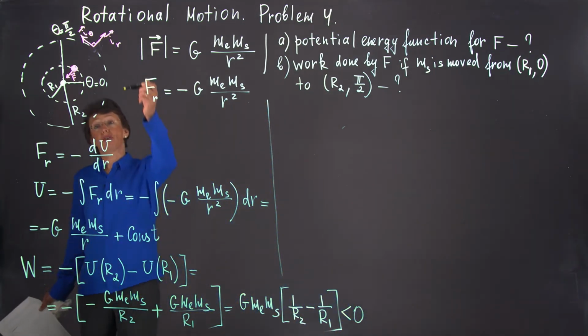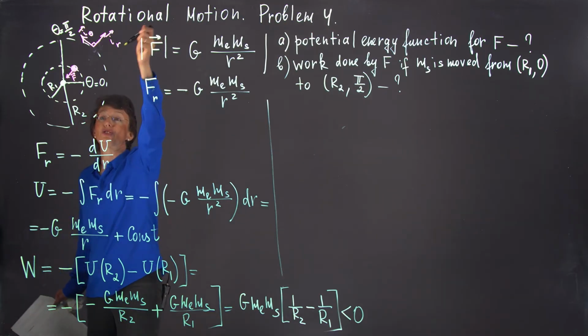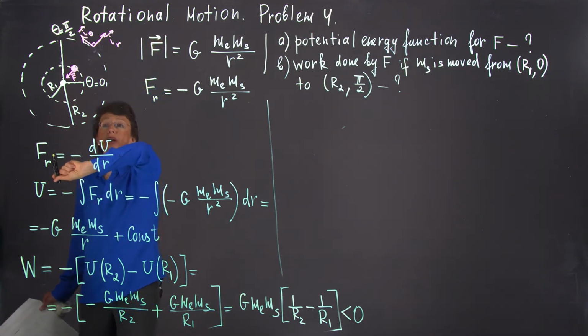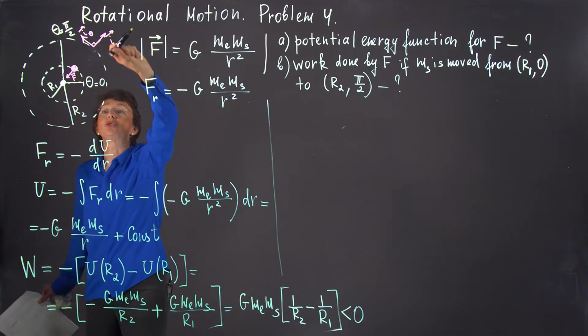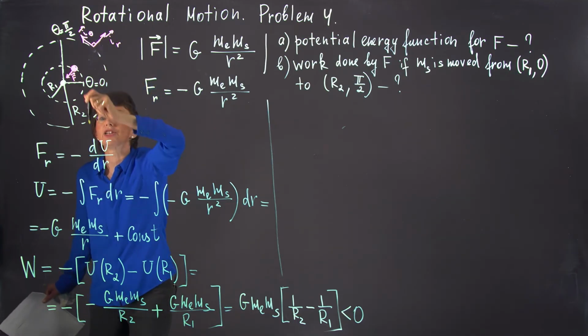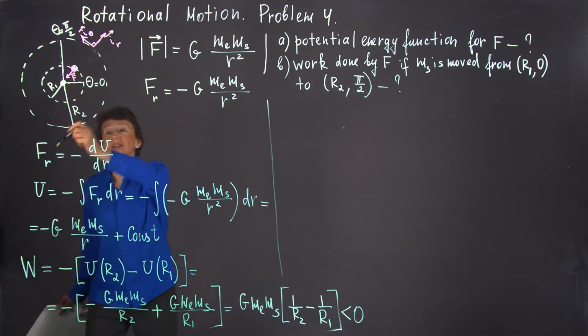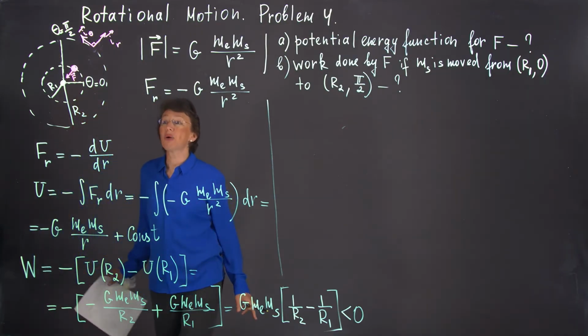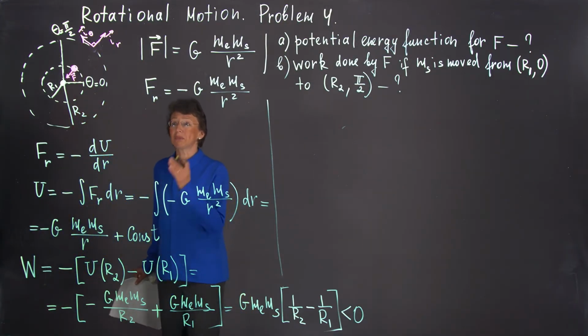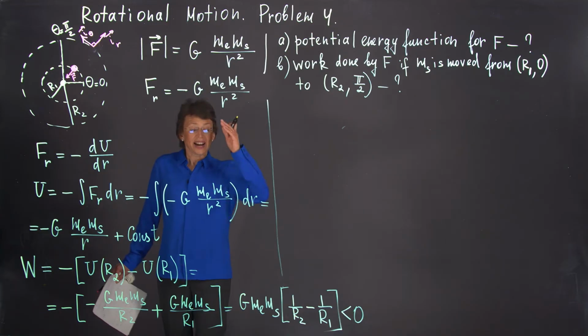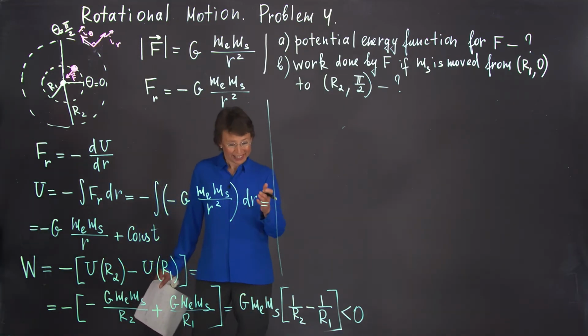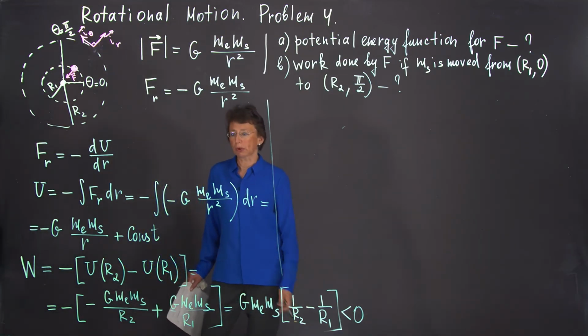Yes, because this force is towards the center, and we are moving this satellite to this larger R2. So the force and the displacement are in opposite direction. Work done by this force with this displacement has to be negative. And it is. We solved the problem.